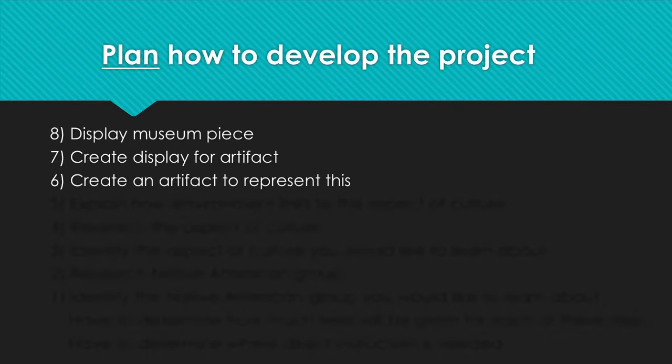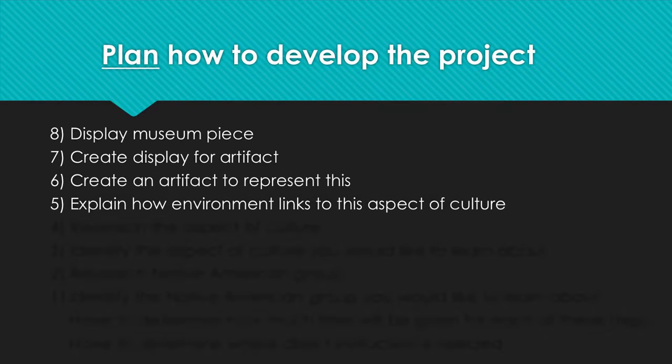In order to be able to create your artifact, you have to explain the environmental link to the aspect of culture. This is kind of the essential question of this particular project, is how does environment link to this aspect of culture? And so I've put this as a specific step in here because I don't want students to overlook this. What can happen in project-based learning from time to time is students get so caught up in the project aspect of it that they're not learning what it is that you intended for them to learn. So you want to make sure you have this essential question that keeps their eyes on the prize, that keeps them focused. In order to be able to make this link, they have to know about the culture.